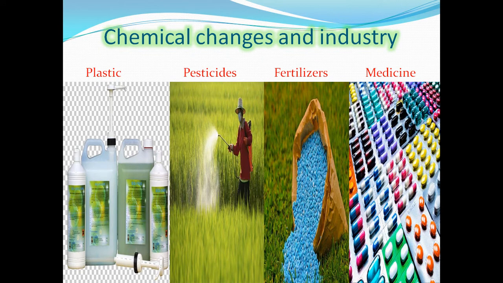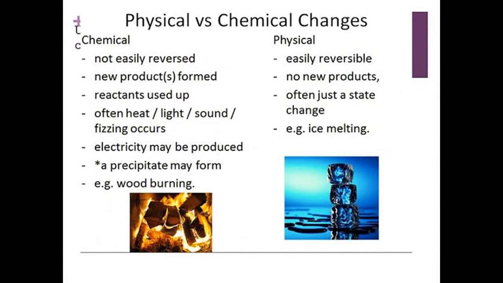What about chemical changes in industry? Is it important? Yes, of course. Everything around you is a kind of chemical reaction. Plastic, pesticides, which kill pests, fertilizers, medicine, fibers, anything around you is an example of chemical change or chemical reaction. Okay, finally, let's compare physical and chemical changes.